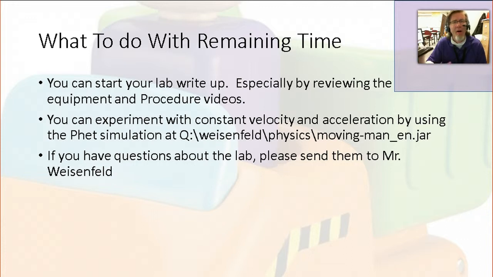So in our next class period, when we're back together again, I'm going to give you a quiz on the lab before we get started to make sure you understand some of the key details for this lab. So please review this and make sure that you could do the lab right now if you had the equipment. Then, if you still have time, I'd like you to experiment with the PhET simulation from phet.colorado.edu. I've downloaded it. It's on the Q drive under Weisenfeld Physics Moving Man. Please experiment with what constant velocity, constant acceleration, constant distance look like on a graph versus time. This is going to be key to our understanding what graphs we get out of this lab.